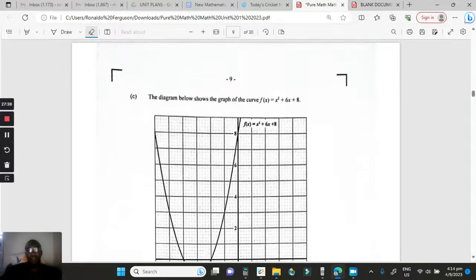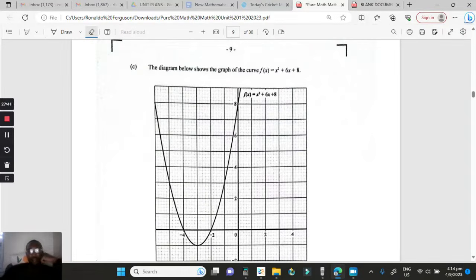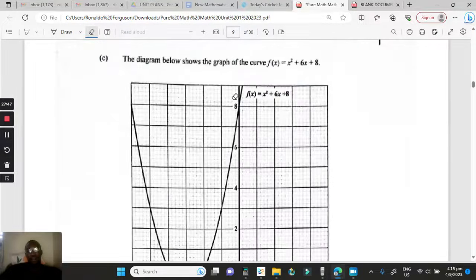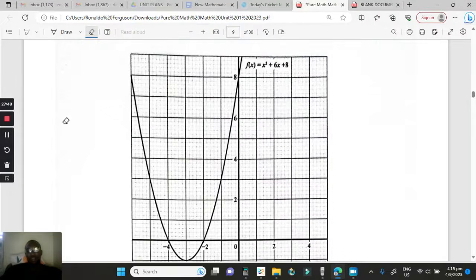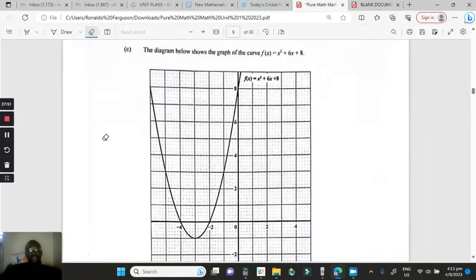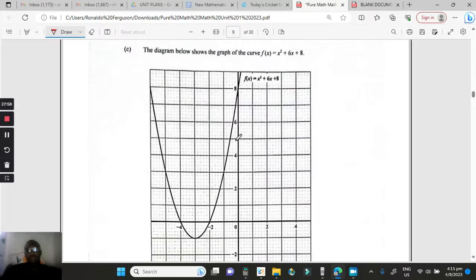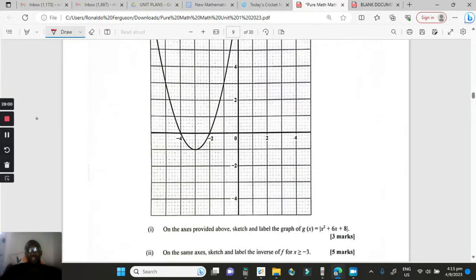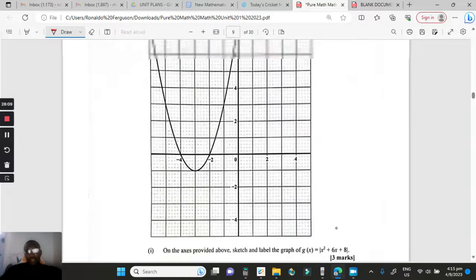Every year it's there. This question says the diagram below shows a graph of x squared plus 6x plus 8. So we know this is a quadratic and they give you the graph. They didn't need to give us the graph, because from this we can factorize: x plus 2, x plus 4. We get the roots. It says though, on the axis provided, sketch and label the modulus of x squared plus 6x plus 8.